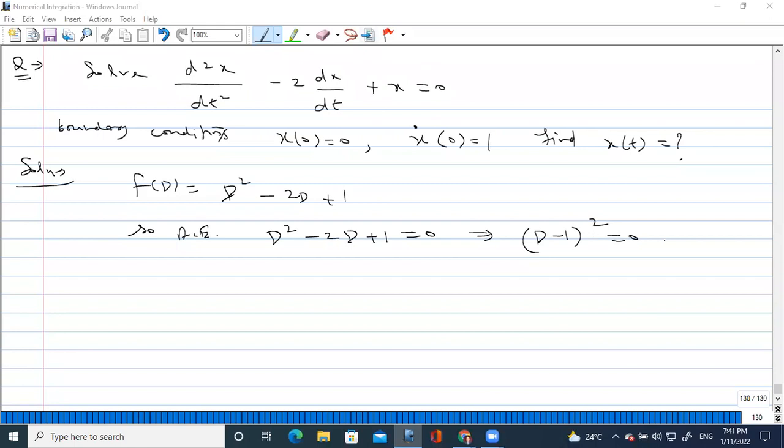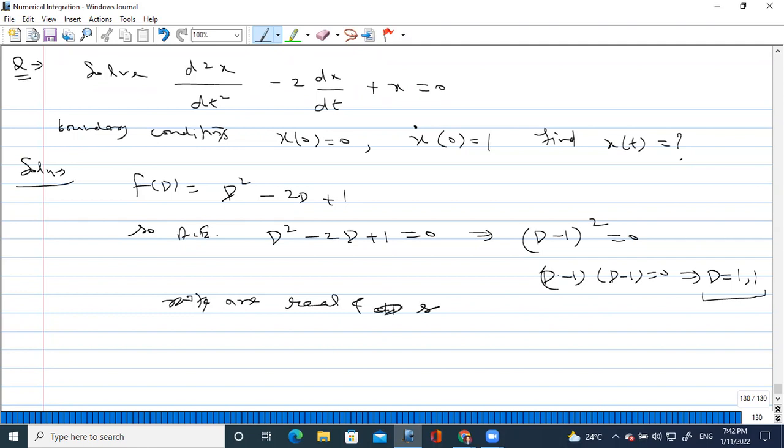Okay, so here (D minus 1) into (D minus 1) is equal to 0. It means D is equal to 1, 1. Understanding this? So this is a different case, because here the roots are real and same. Roots are real and same, or you can say the root is repeated.